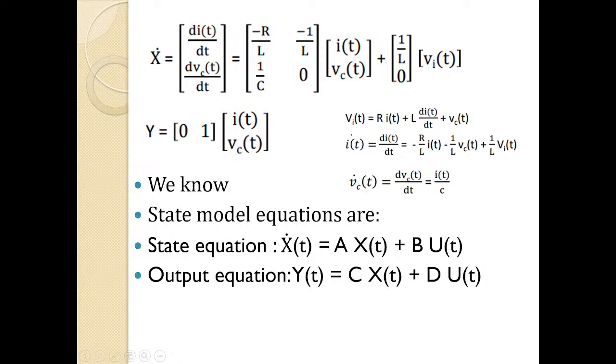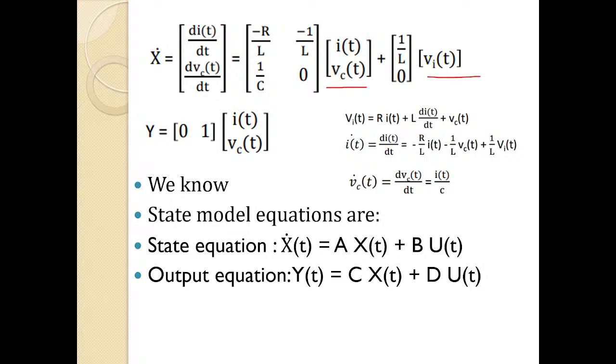Now see here, x dot, that is d by dt of x, is d by dt of I of t and d by dt of Vc of t. So now we know x dot of t is a function of the state variables and inputs. So what are our inputs? Vi of t is our input. Just write down Vi of t. Some coefficient we will write later. And the other state variables are I of t and Vc of t. Okay, just write down this.